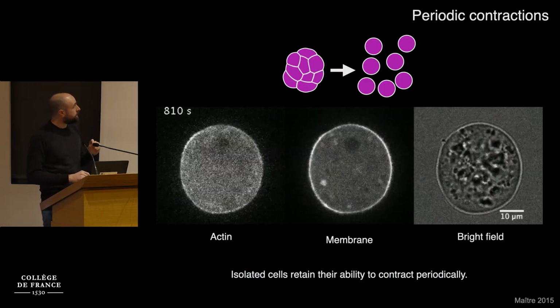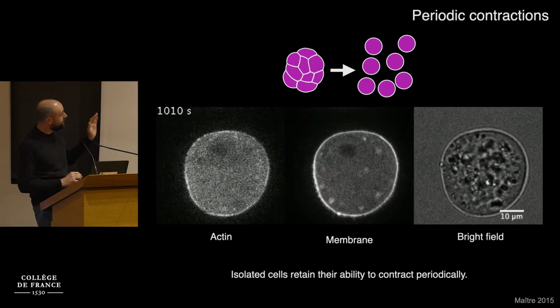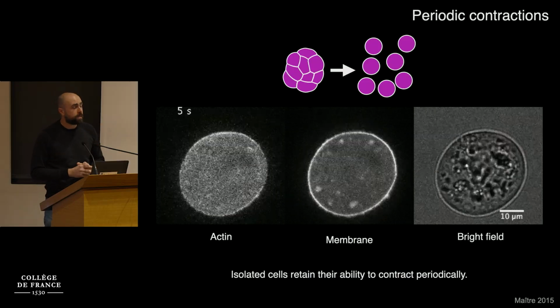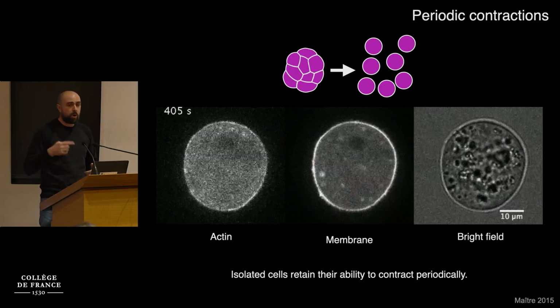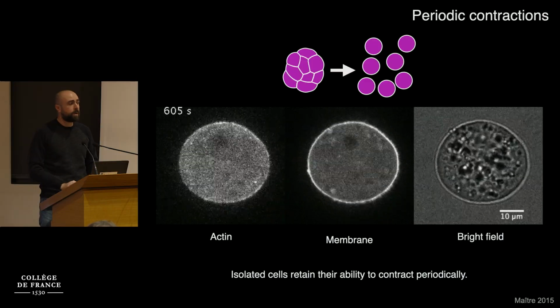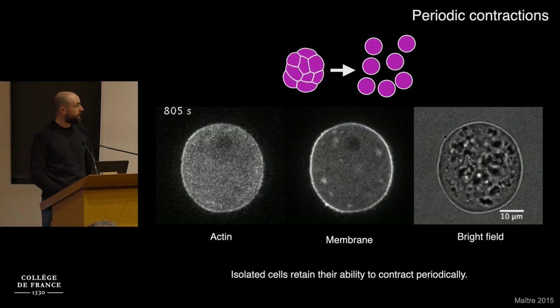On the left is actin. I hope you can see that there is some actin accumulation traveling around the cell. The middle is a plasma membrane that you can see deforming, and it goes on and on for tens of minutes at a very regular pace of about 80 seconds.